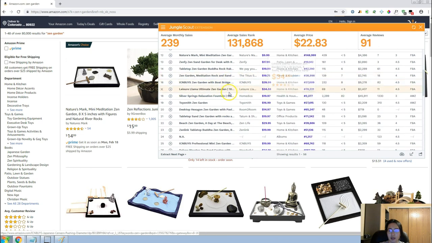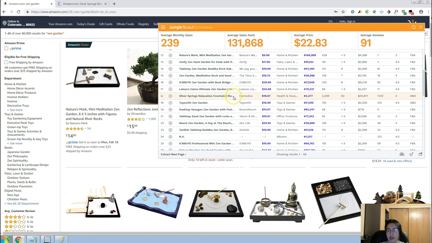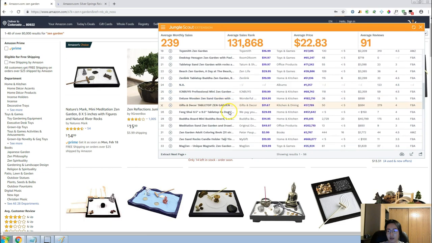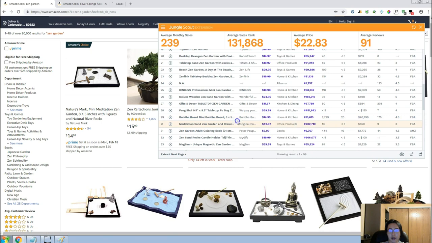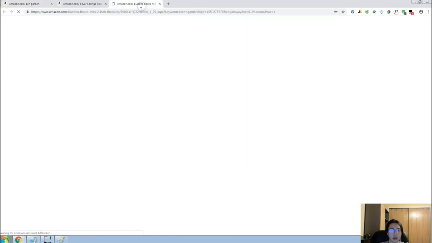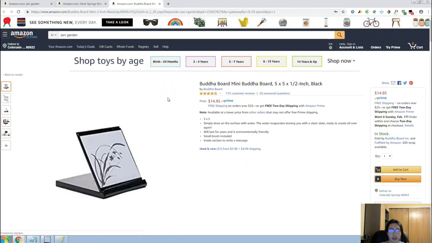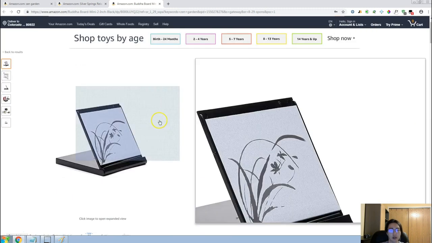What is this thing? It does 45,000, 82 sales a day with 3 out of 5 stars. I mean, it does have over 1,000 reviews. What the frick? This thing does 40,000? What is this thing? Mini Buddha board? That's it. It's a Buddha. It's a mini Buddha board. Like, what else do you need to know?